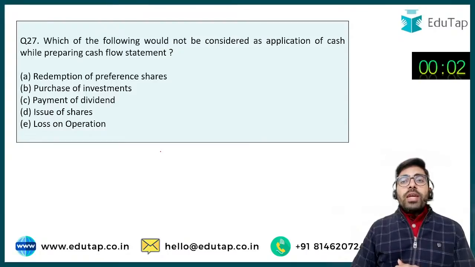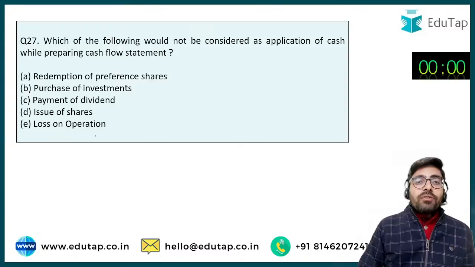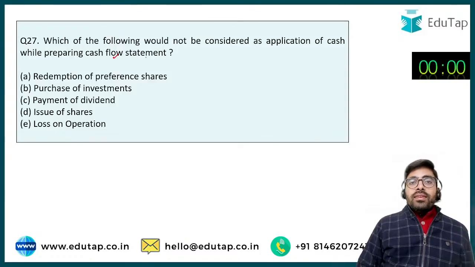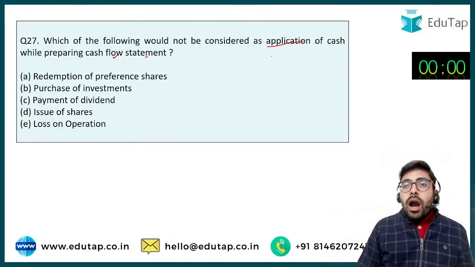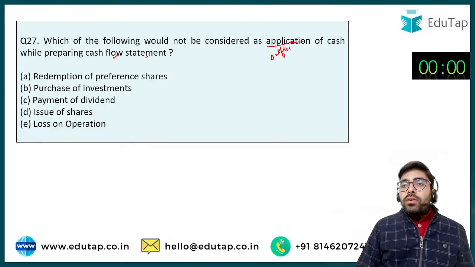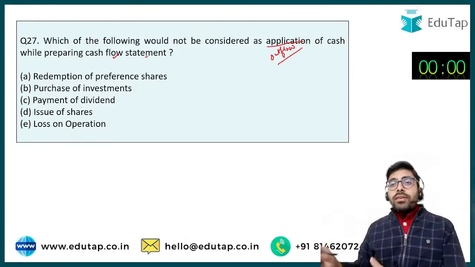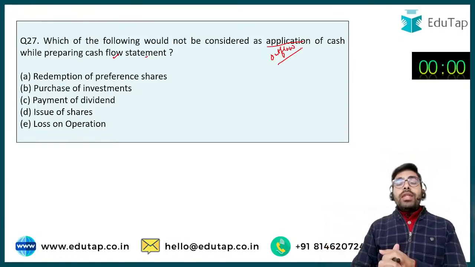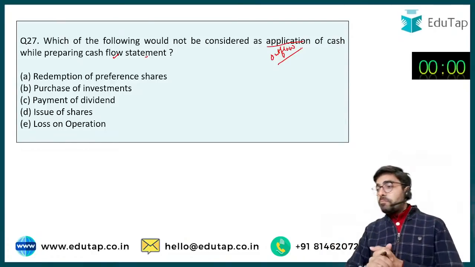Which of the following would not be considered as application of cash while preparing the cash flow statement? So application basically means outflow. Okay, so we can have inflow of the cash and we can have outflow of cash. So here we are asking about the outflow of the cash, that is, we are asking you about the payment of cash.